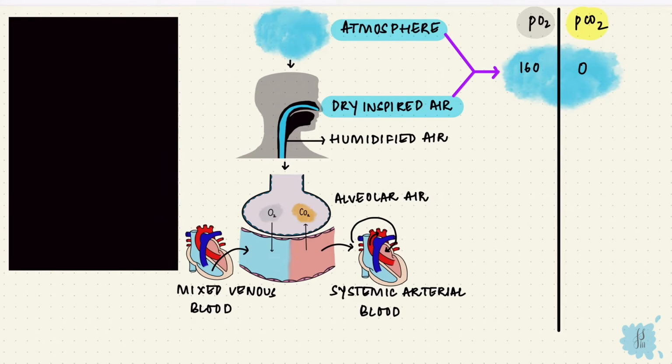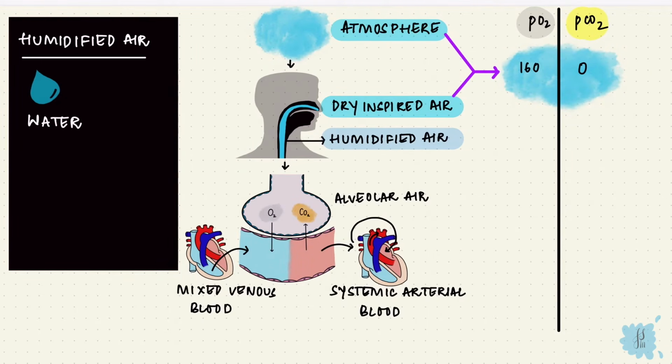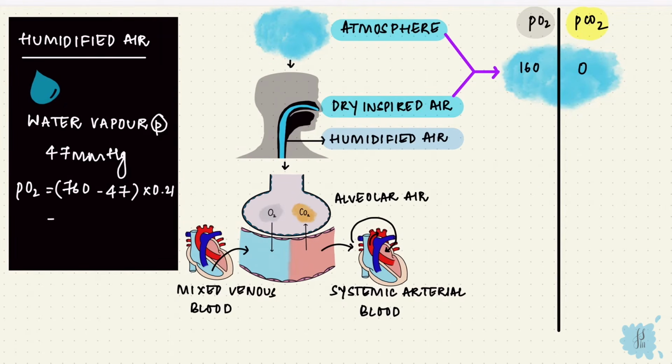Now I say dry because it gets humidified in the respiratory passages. Water evaporates, creating a water vapor pressure. At body temperature, this is 47 millimeters of mercury. This dilutes the gases and reduces the partial pressure. So for oxygen, it's 760 minus 47 times 0.21, which gives us a partial pressure of oxygen of 150 millimeters of mercury. And carbon dioxide is still 0.